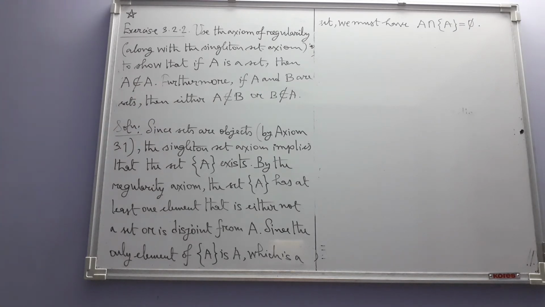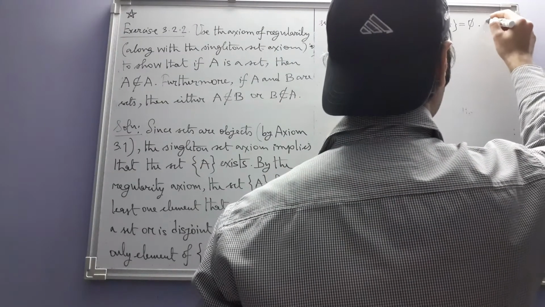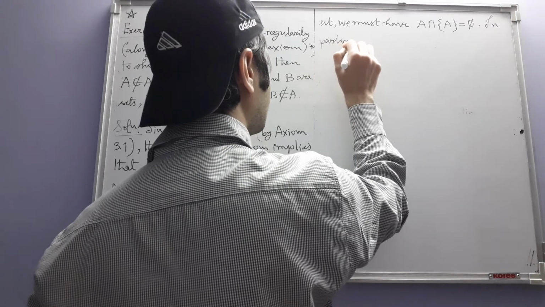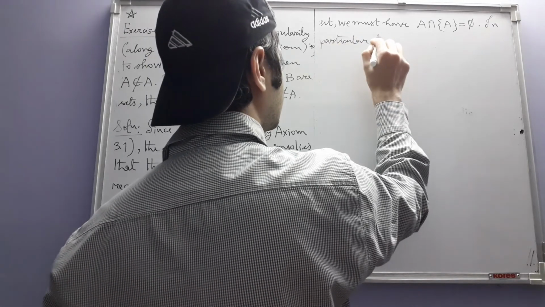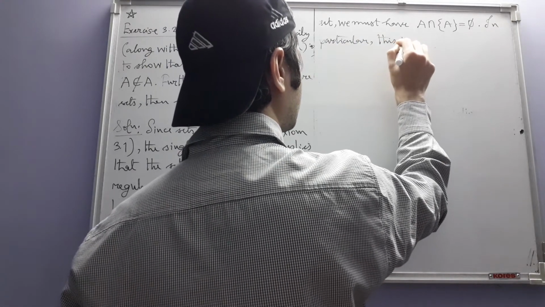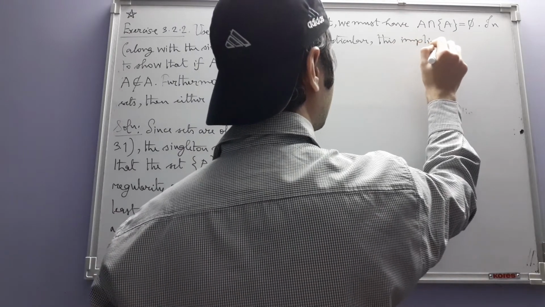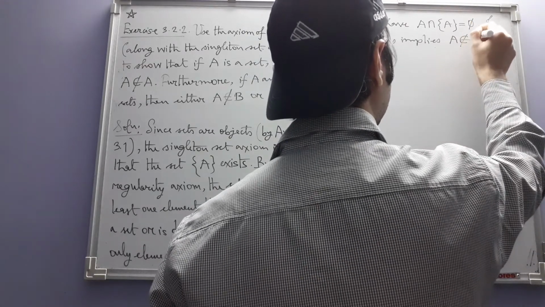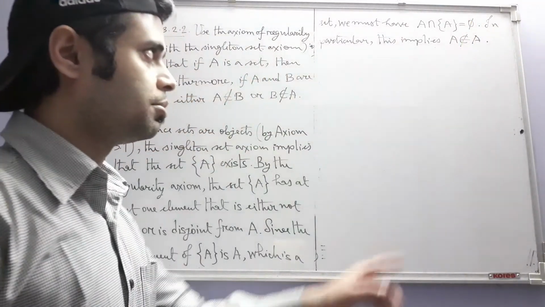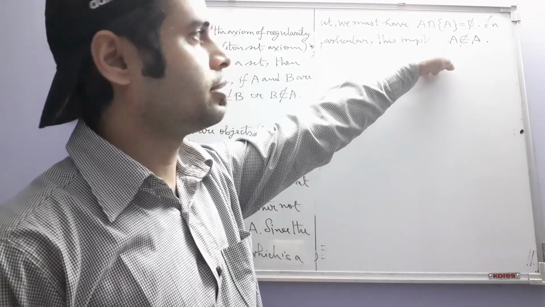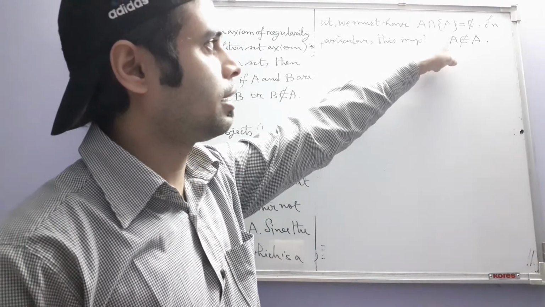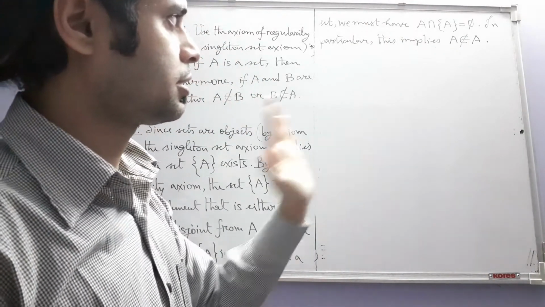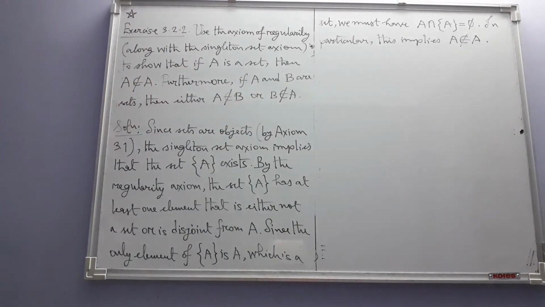Let's see how. In particular, this implies that A is not an element of itself. Why? It's because since A and this singleton set are disjoint and A is an element in this singleton set, A cannot be an element here. That's how we get this conclusion.